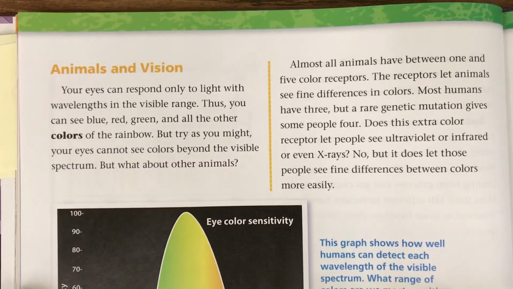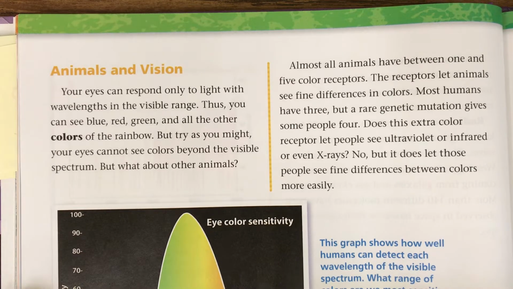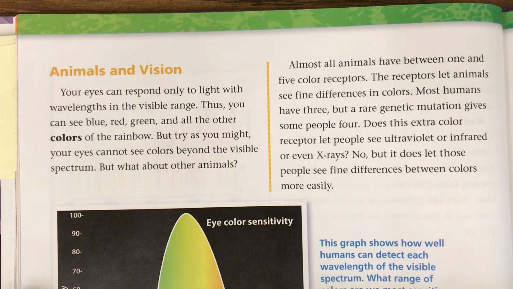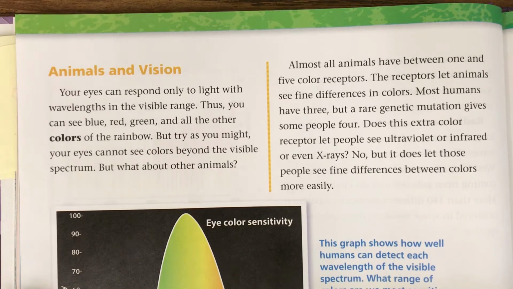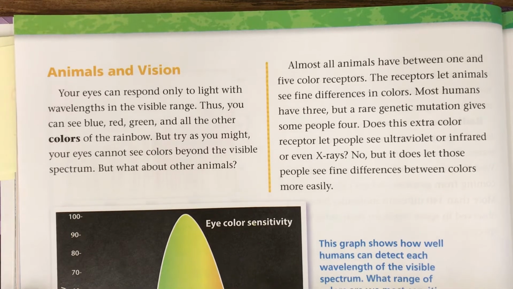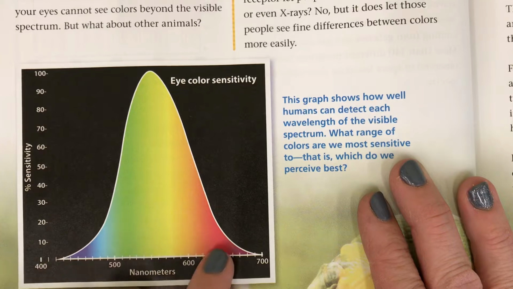Animals and vision. Your eyes can respond only to light with wavelengths in the visible range. Thus, you can see blue, red, green, and all other colors of the rainbow. But try as you might, your eyes cannot see colors beyond the visible spectrum. But what about other animals? So right here is the visible spectrum of light.